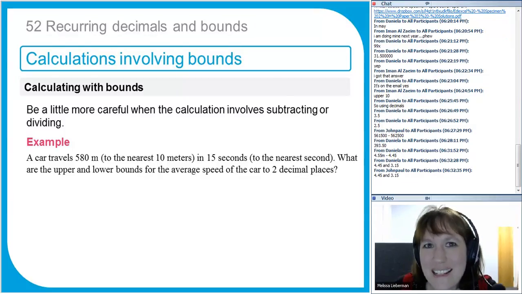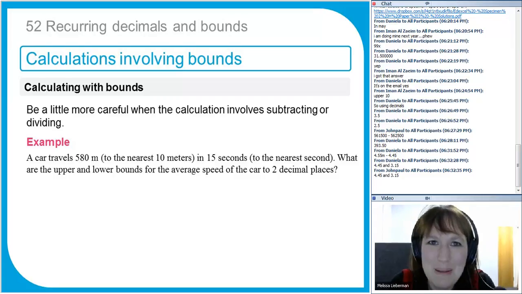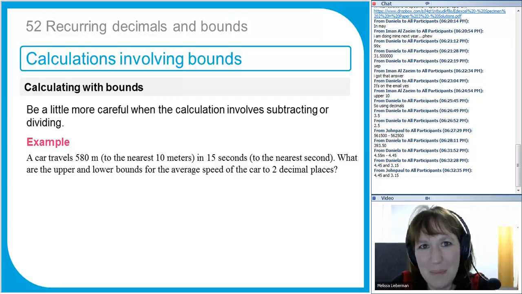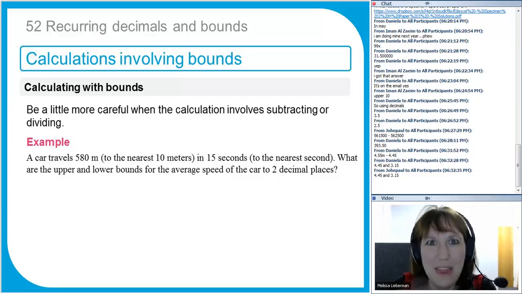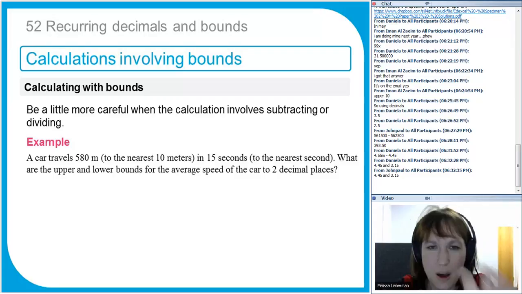It's quite easy when we're adding and multiplying numbers, but when we're subtracting or dividing numbers, we need to be a lot more careful. Have a think about why that is, because if we're trying to get the biggest number possible and we're dividing one number by another, the number on the bottom needs to be the smallest possible, and the number on the top needs to be the biggest possible to get the biggest possible result. So it works in a slightly different way. Similarly with subtracting, if you want the biggest number possible, you need to take the biggest number possible first and subtract the smallest number possible second. So you need the upper bound take away the lower bound of the measurement to get the biggest possible value. But I'll show you a summary in a second. We'll have a look at how it works.